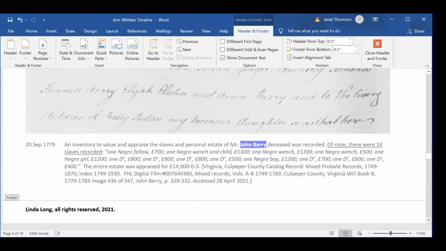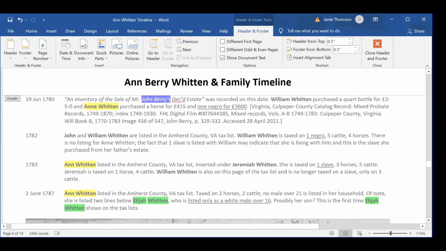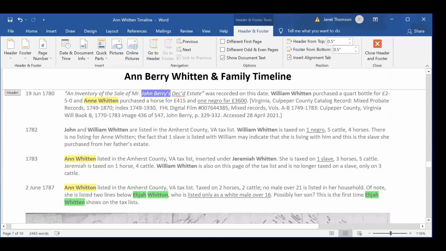They had some particular things there. So it's quite likely that there are things in other parts of the record, but of course she was looking in one will record at the time. And what I'm saying is there might be other records recorded in different court documents because they would be separated. So then there's a sale of his estate recorded on June 19 of 1780. And this is pretty interesting. Culpeper County purchased a quart bottle and purchased a horse and one Negro.